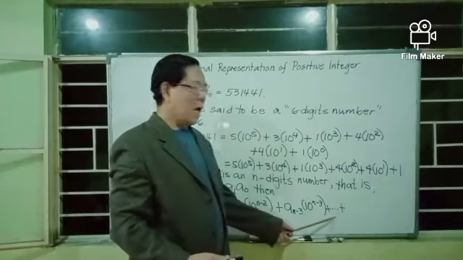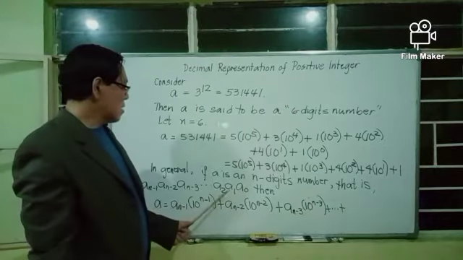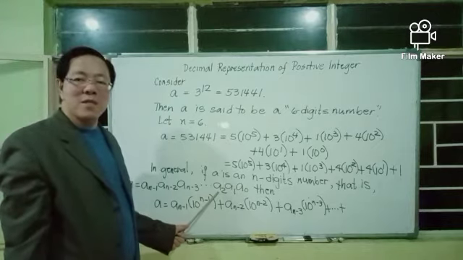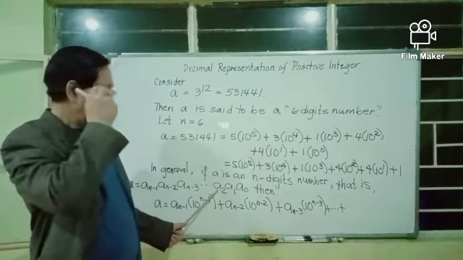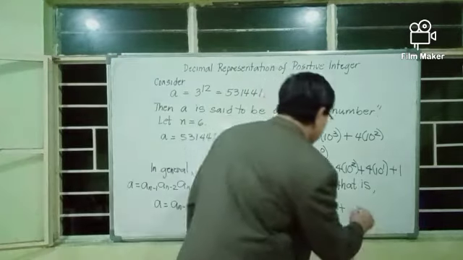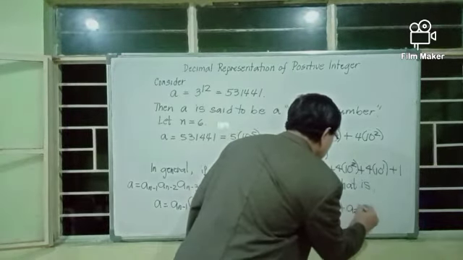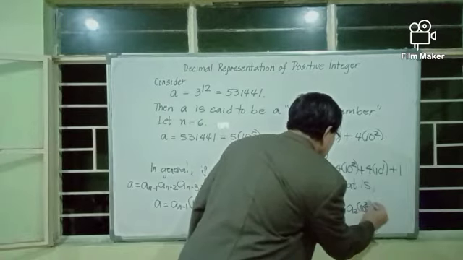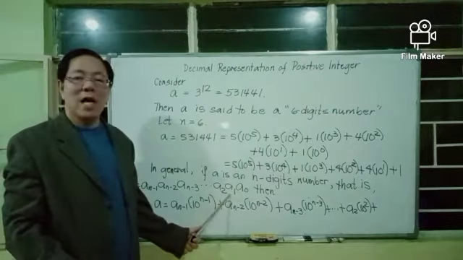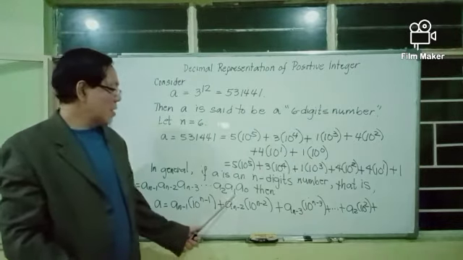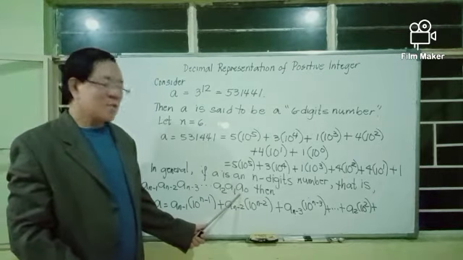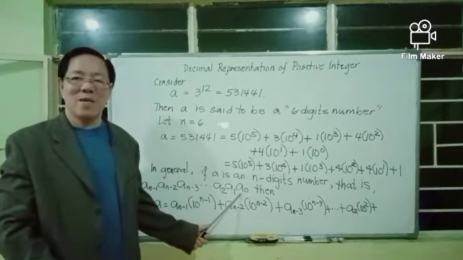Plus, up to plus, the third term from the last is a sub 2 multiplied by 10 squared. The second to the last term is the digit a sub 1 multiplied by 10 raised to 1. And the last term in the sum is a sub 0.